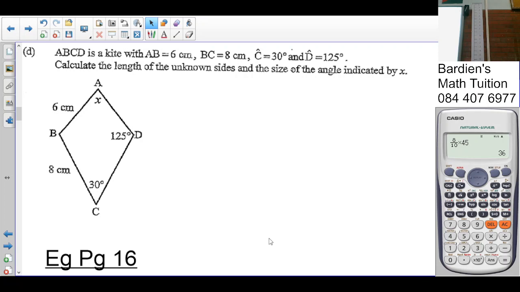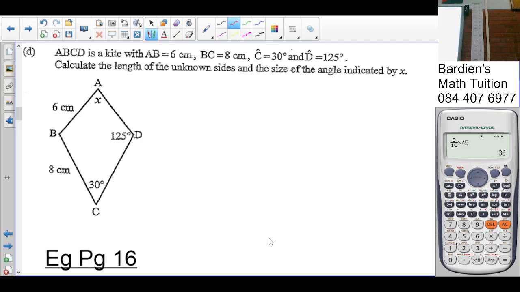D. ABCD is a kite. Two properties come to mind. What are the two? Two pairs of adjacent sides are equal in a kite. One pair of opposite angles are equal. Then we are told that AB is equal to 6, BC is 8, C is 30, D is 125. Calculate the length of the unknown sides and the size of the angles indicated by x.